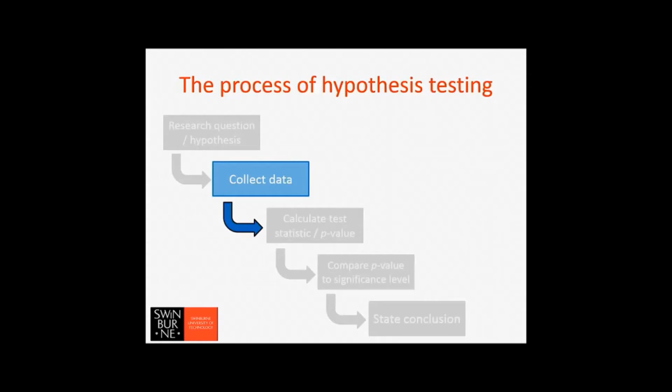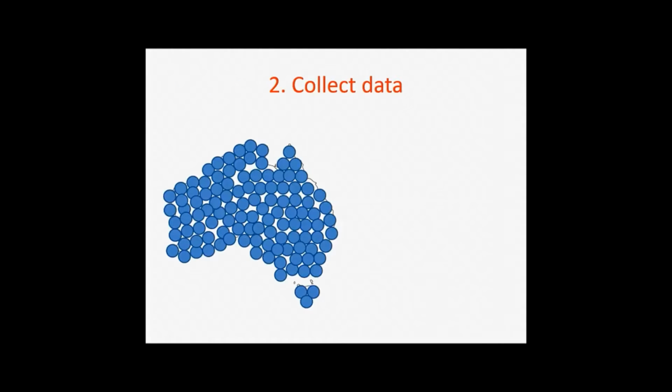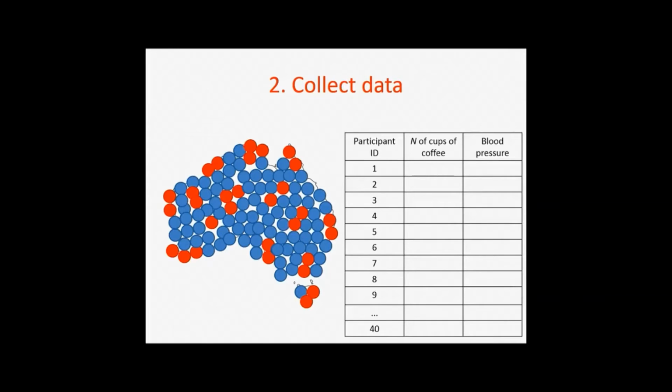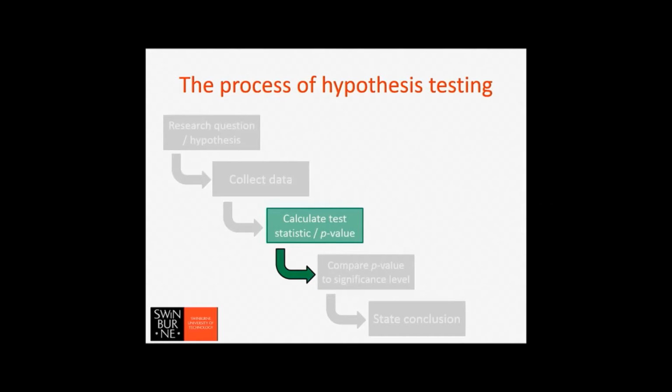Naturally, we need to collect some data. The text tells us that our population of interest is people living in Australia. We are told that we are going to recruit 40 people randomly from this population. We then select a testing day and ask each participant, here IDs are for people from 1 to 40, to record how many cups of coffee they consumed that day. At the end of the day, their blood pressure is measured by the researcher.